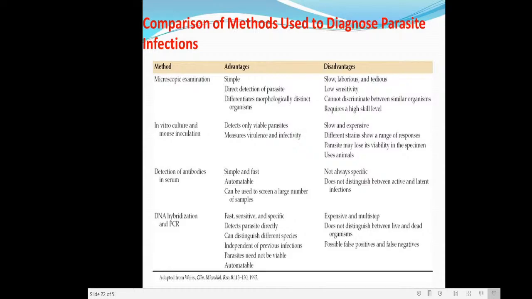They are also used for hormonal tests or any DNA based testing. If there is any mutation in a cell, for example in cancer patients, we need to understand which gene is affected. All those things are diagnosed using DNA hybridization and PCR.